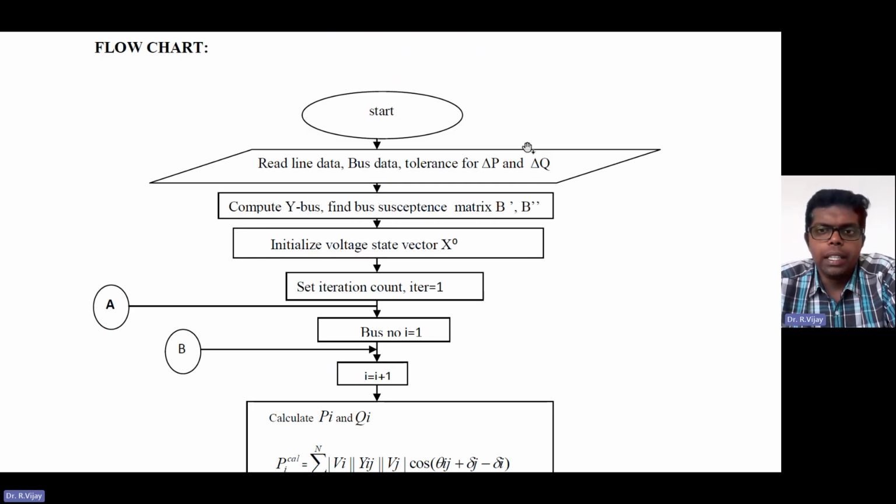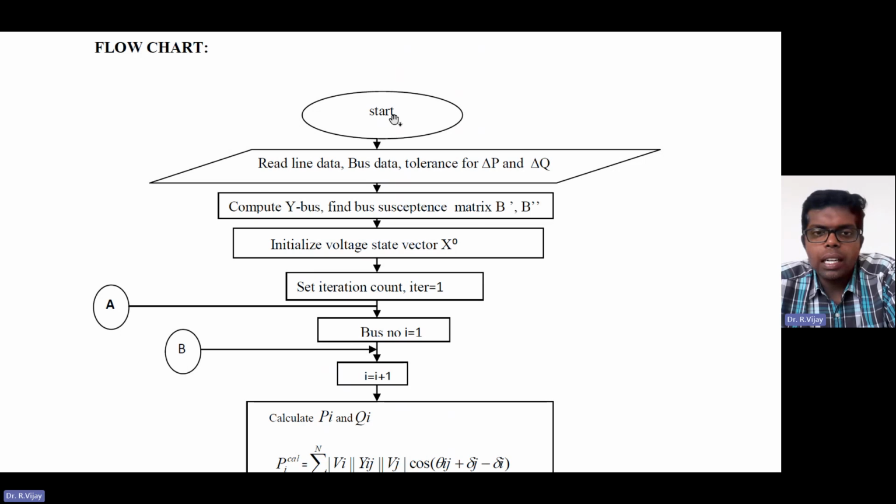Sometimes if this question is asked as a 16-mark or 10-mark question, they will ask for the algorithm as well as the flow chart. You need to explain the algorithm as well as the flow chart. That's why I'm explaining the flow chart also. So here the flow chart goes like this.